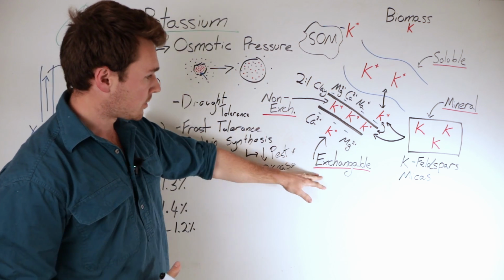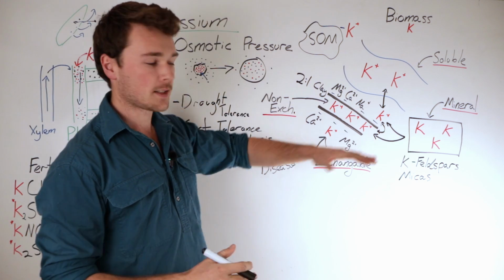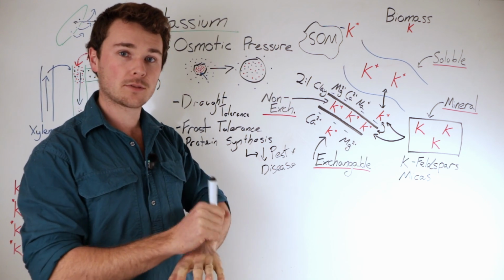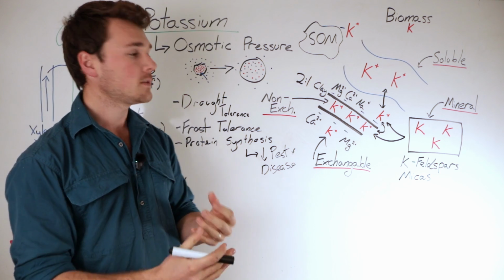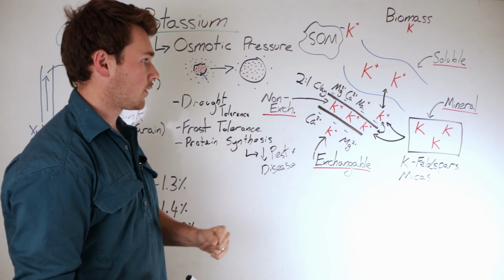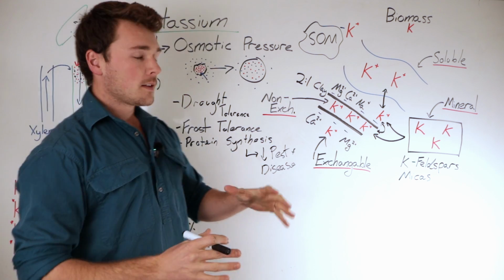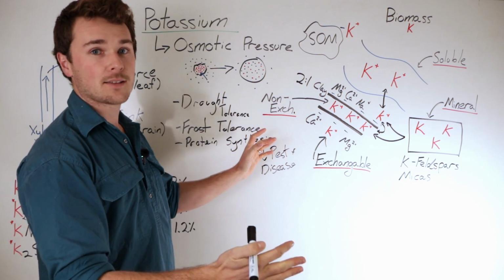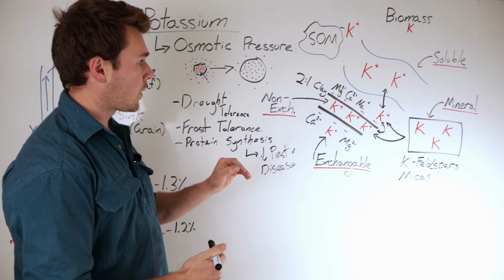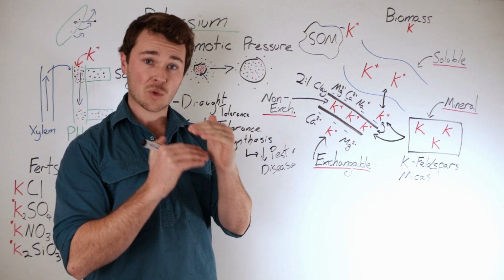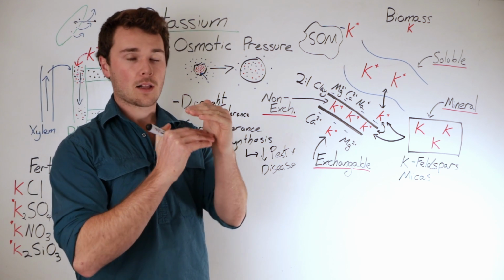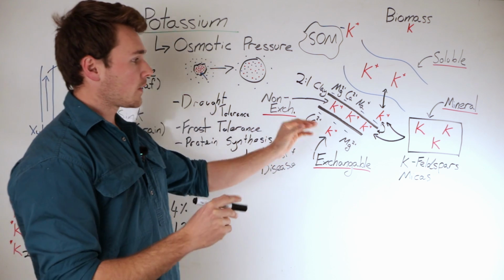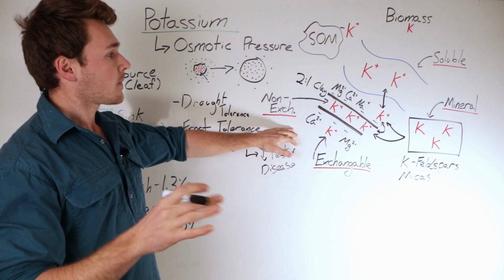There's exchangeable potassium, where the potassium is on the surface of the clay particles, weakly bonded to the negative sites on the clay. The third one is non-exchangeable potassium. This is when the potassium gets lodged in between clay plates. So there's different types of clays.